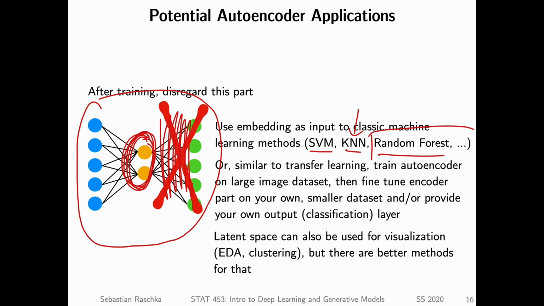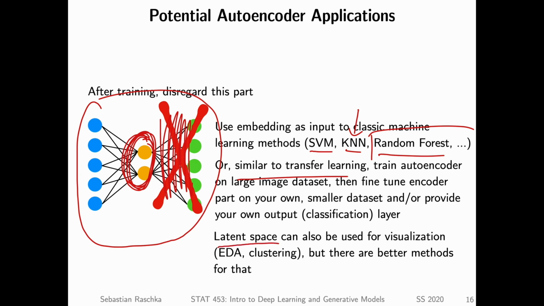Okay, and also similar to transfer learning, you can train the autoencoder on a very large image dataset. Assuming you have a small dataset, you can train on the large dataset and then fine-tune the encoder on your smaller dataset. And for the classification layer, you can then provide your own decoder. So that would also be something you can do. It's very related to the transfer learning we talked about.